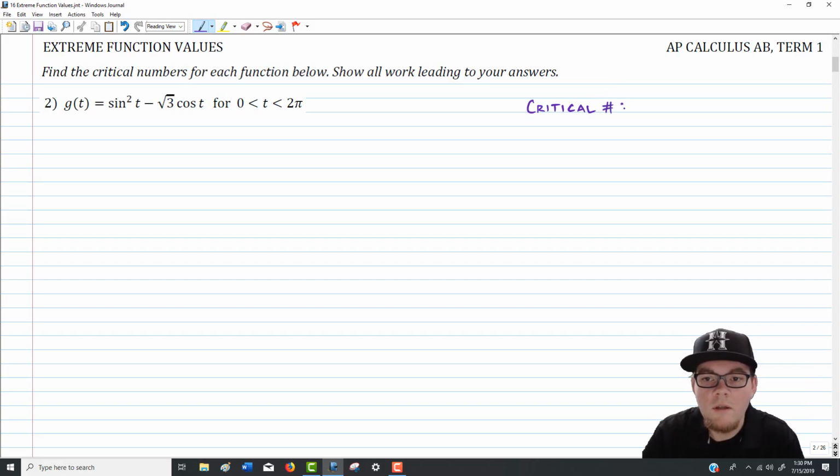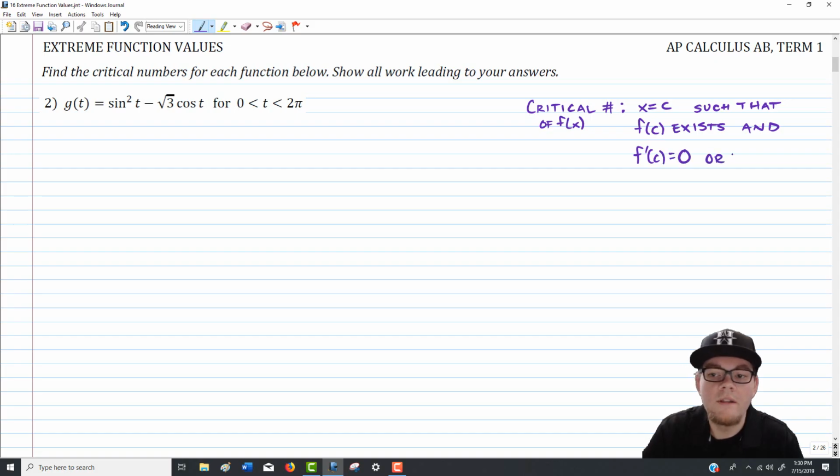So a critical number is going to be a value x equals c such that, in other words, a critical number would be an x value. We're looking for a particular x value where a certain property holds. In particular, a critical number of f of x would be an x value x equals c such that f of c exists, first and foremost, and f prime of c equals 0 or is undefined.